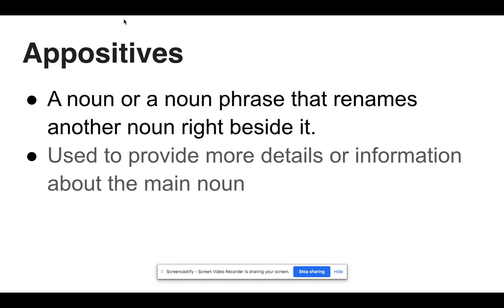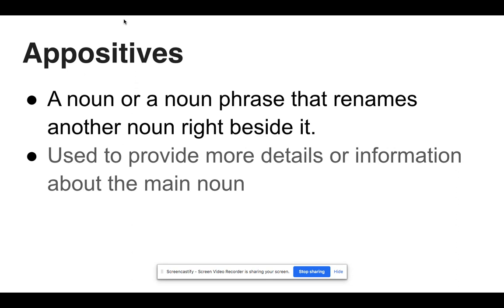The next structure I want to talk about today is called appositives. An appositive is a noun or a noun phrase that renames another noun right beside it. Appositives are also used to provide more details or information about the main noun. But the difference between an appositive and a participle is that appositives are always nouns, rather than being used as adjectives. So that's something to keep in mind as you try to write them.